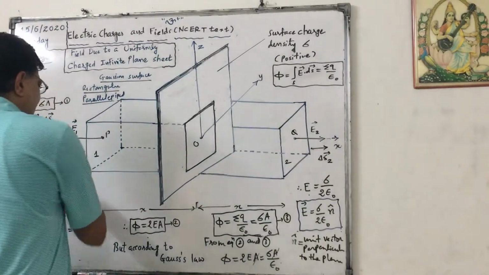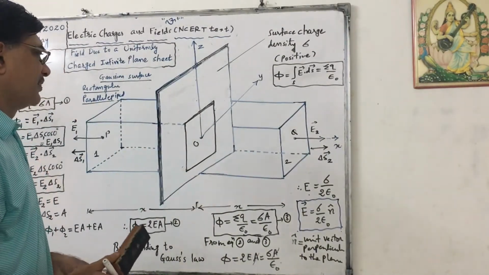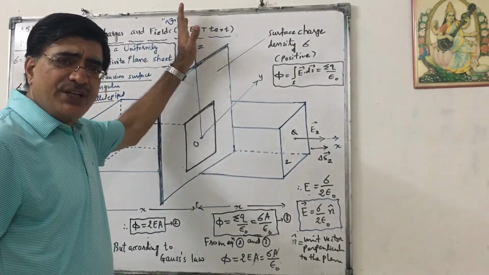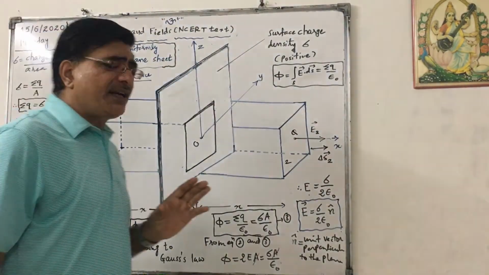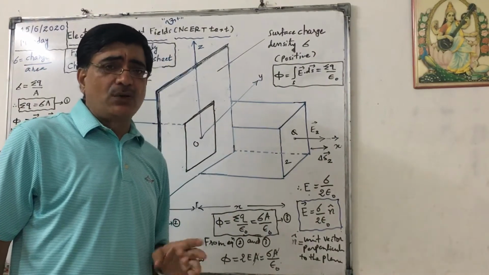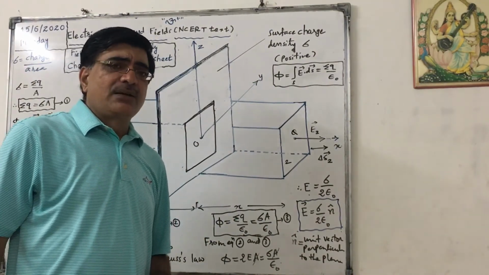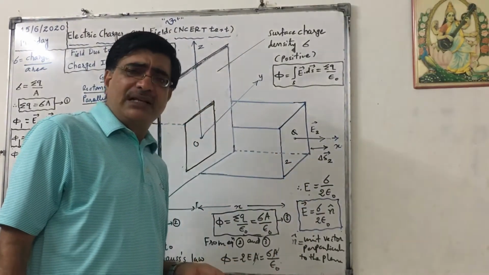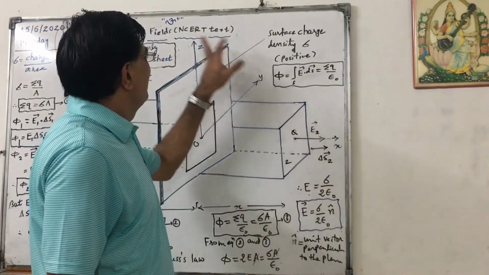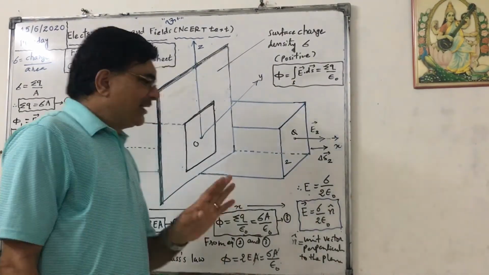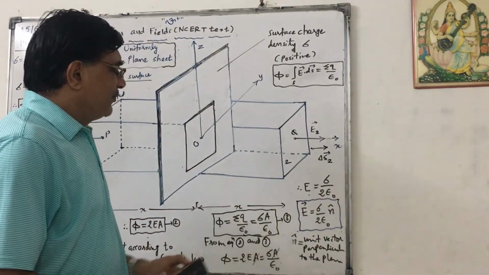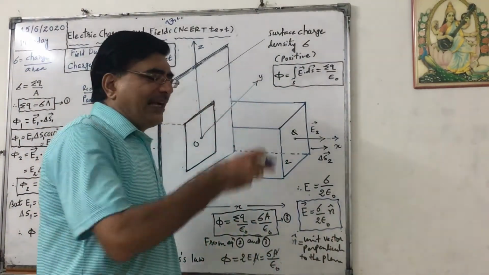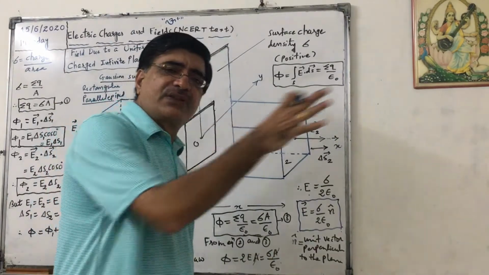Here n cap is in this direction. We have considered these axes as x, these as y, these as z. Normally, axes are denoted by capital letters because coordinates are denoted by small letters. But in your textbook, they have considered axes as small letters. So this is small x, this is small y, this is small z. So finally, vector E equals sigma upon 2 epsilon naught into n cap. N cap is the unit vector perpendicular to the surface.